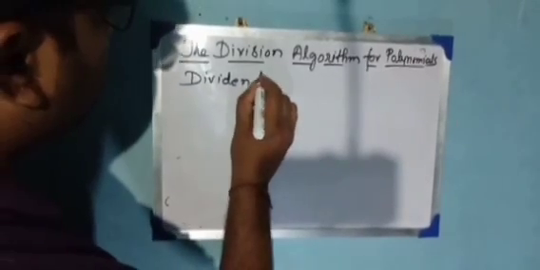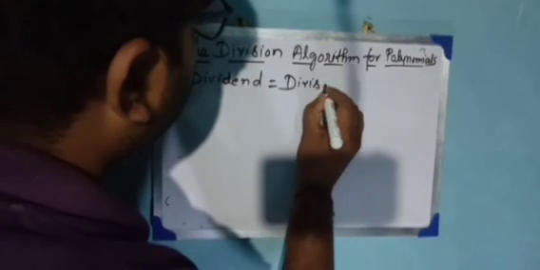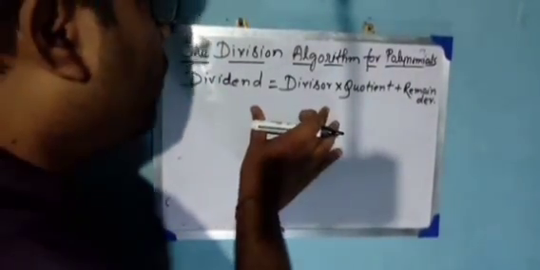Now we have an earlier idea about this method, that is dividend is equal to divisor into quotient plus remainder. We know dividend is equal to divisor into quotient plus remainder. Now this same thing will happen in polynomials also.